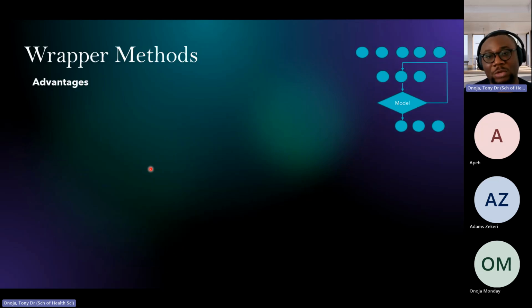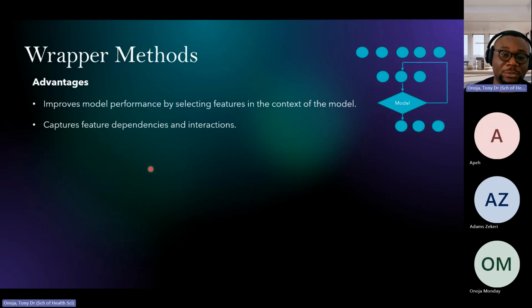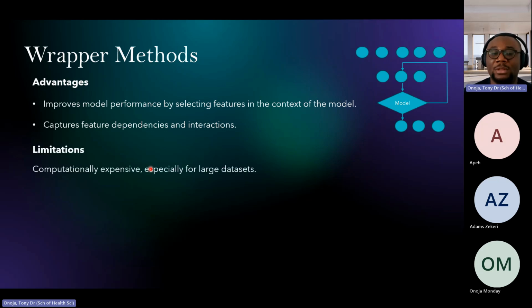Because the wrappers method will really help you to identify the optimal features that you need. So we said it improves the model performance by selecting features in the context of the model. It captures feature dependency and interaction. So that's another beauty of it, because it looks at all these features and sees how they are relating and interacting with each other. But again, the major issue with this approach is that it is computationally expensive, especially when you have a large data set.